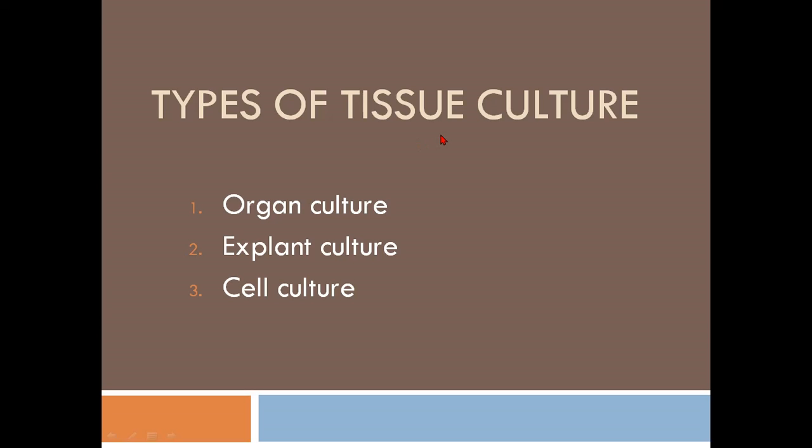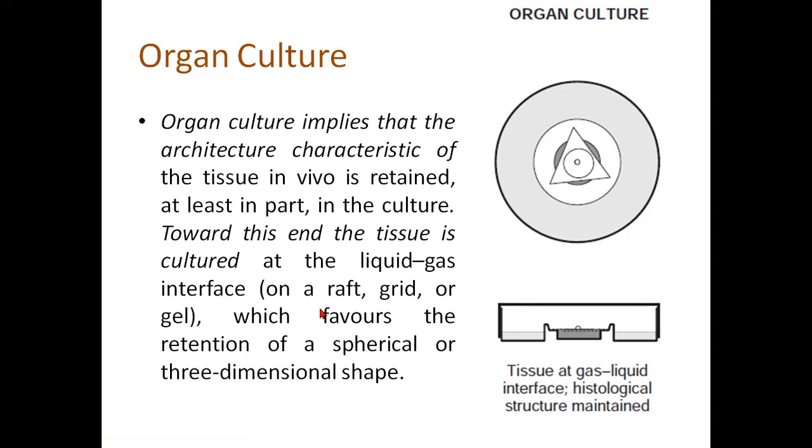Today we are discussing the topic types of tissue culture. Basically, there are three types of tissue cultures. First is the organ culture, second is the explant culture, and the last is the cell culture. We will talk in detail about each of these three in the upcoming slides. First we start with the organ culture.